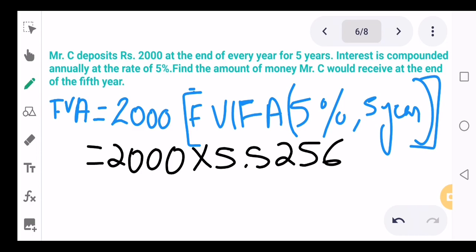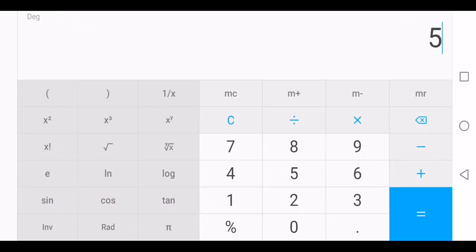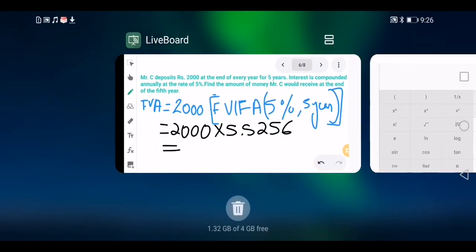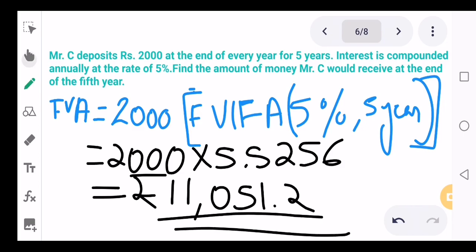When you multiply this, you're going to get 5.5256 into 2000, which will give me 11,051.2. So my answer is this. This is my answer, and I found this using the table.